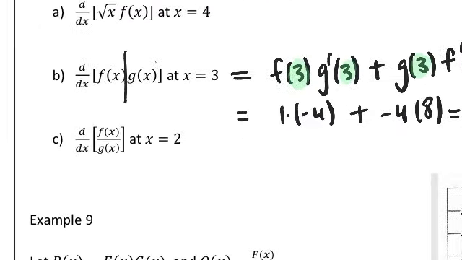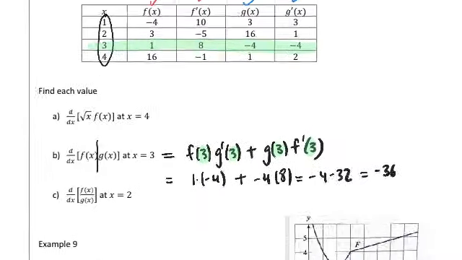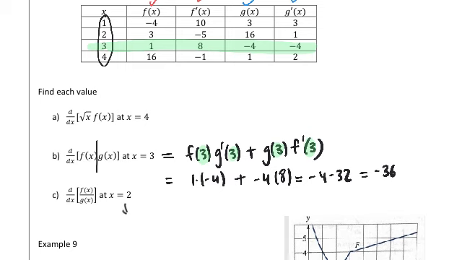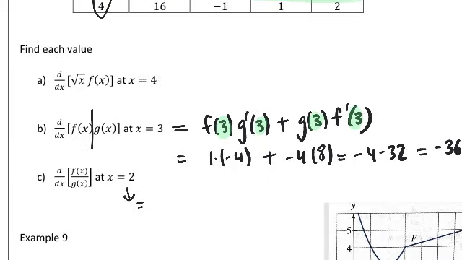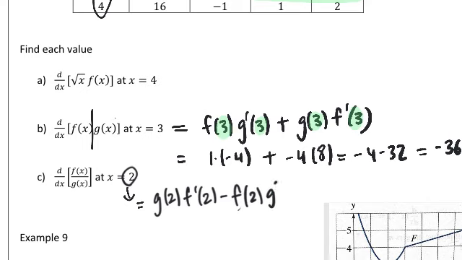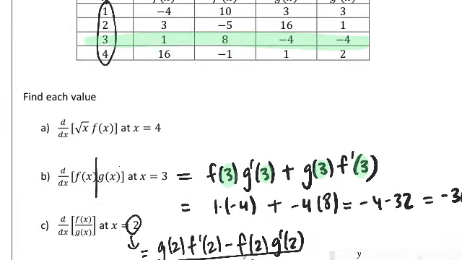Something like C can be done the exact same way, except we're using the quotient rule. So this guy will be low, so I'm going to do it all at 2. Low d high minus high, high is f, high d low over low squared. And then we want to go to the row which is 2. So I'm talking about 2's, right?